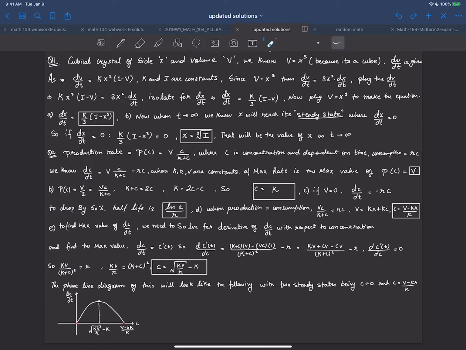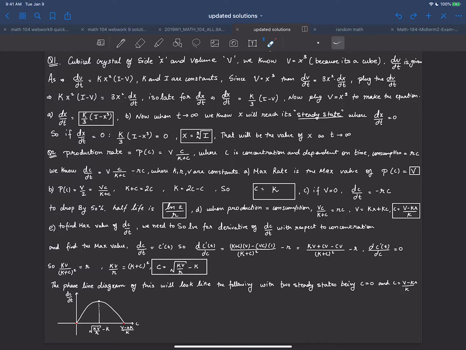And now part D is asking when the concentration does not change, which means the production equals the consumption. So all you've got to do is put dC/dt equals 0, which means you're going to have production equals consumption, and you start solving for this. You figure out C must be that number, and that's the final answer for part D.